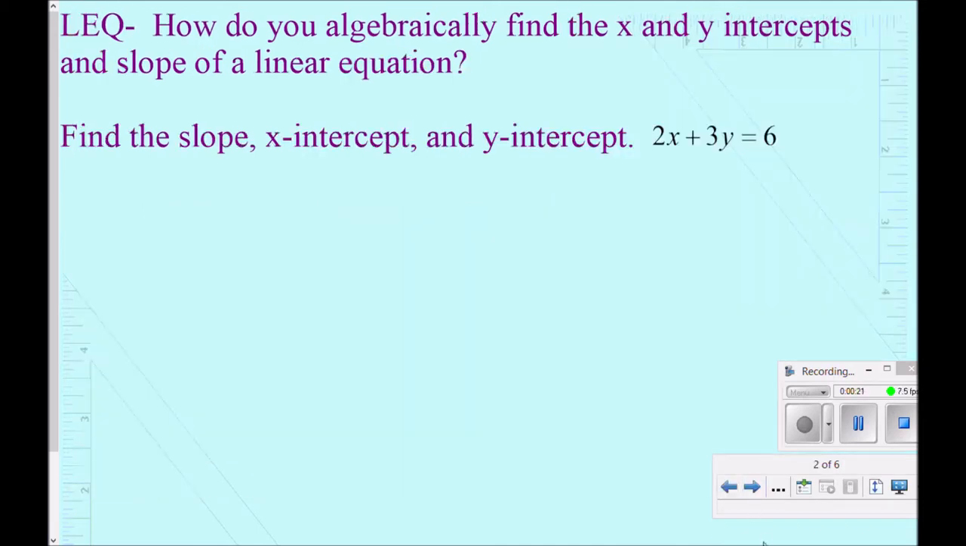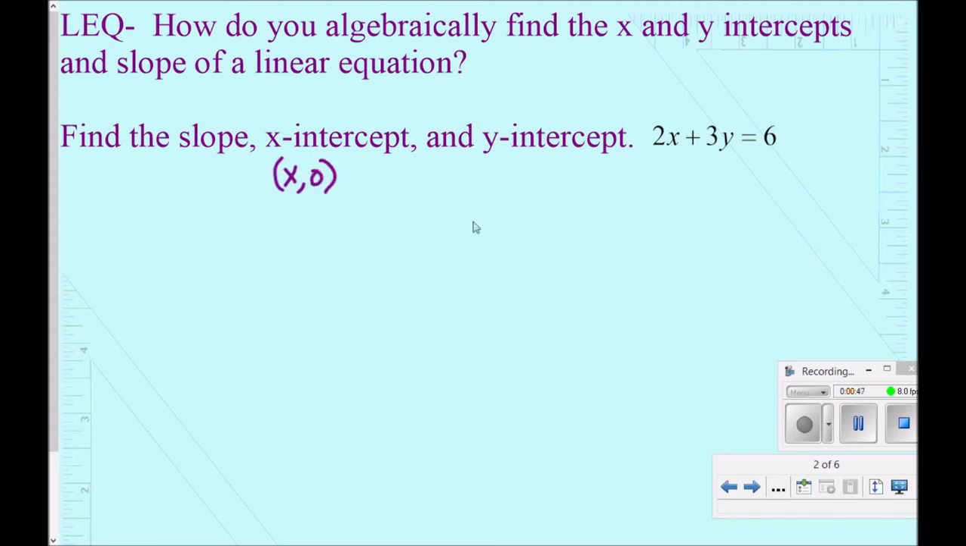So in your notebook, please copy this equation, 2x plus 3y equals 6. Now that equation is a linear equation, which is currently in what we call standard form. And I need to find the slope, the x-intercept, and the y-intercept. Now this is review. Finding the x-intercept, remember an x-intercept is where the graph crosses the x-axis, and x-intercepts are always whatever the x value is and 0 for the y.